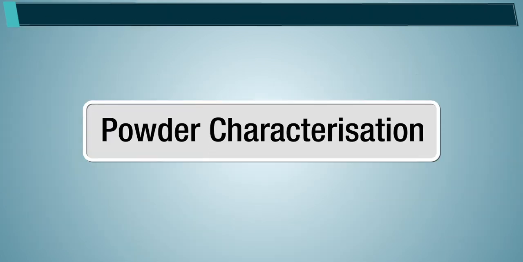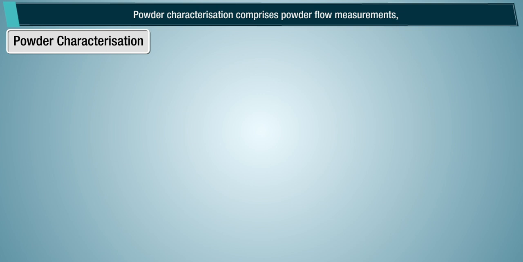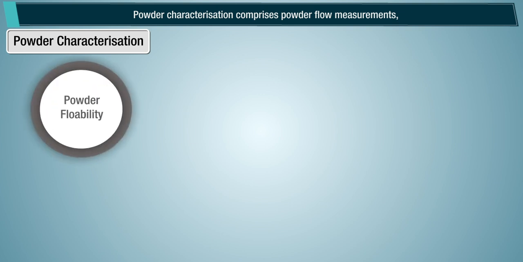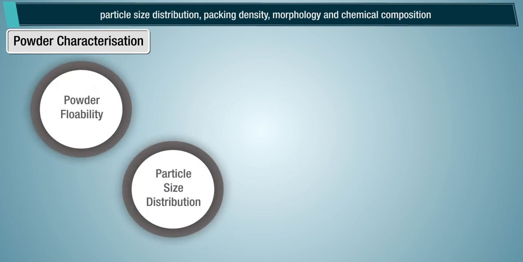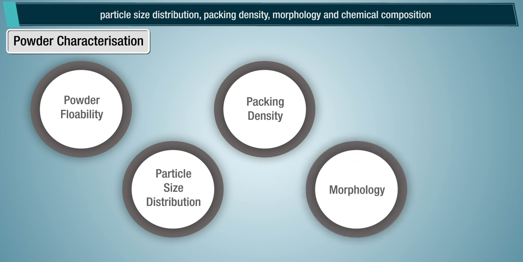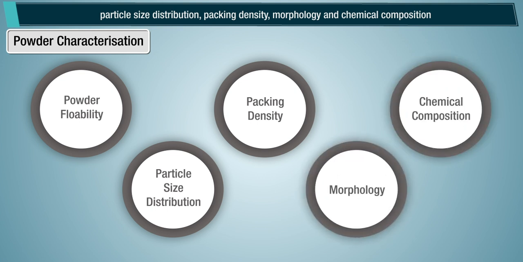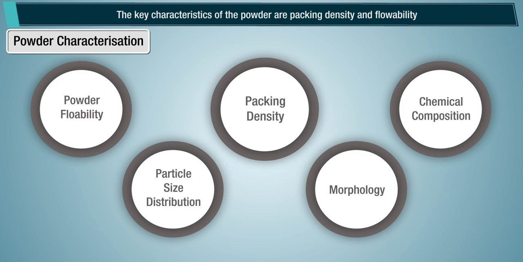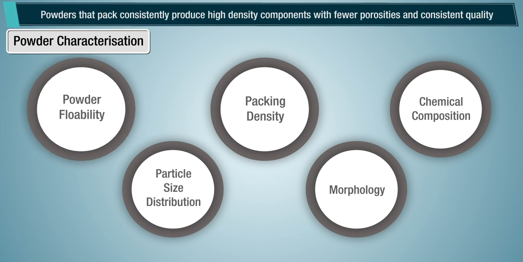Powder characterization. Powder characterization comprises powder flow measurements, particle size distribution, packing density, morphology and chemical composition. The key characteristics of the powder are packing density and flowability. Powders that pack consistently produce high-density components, with fewer porosities and consistent quality.